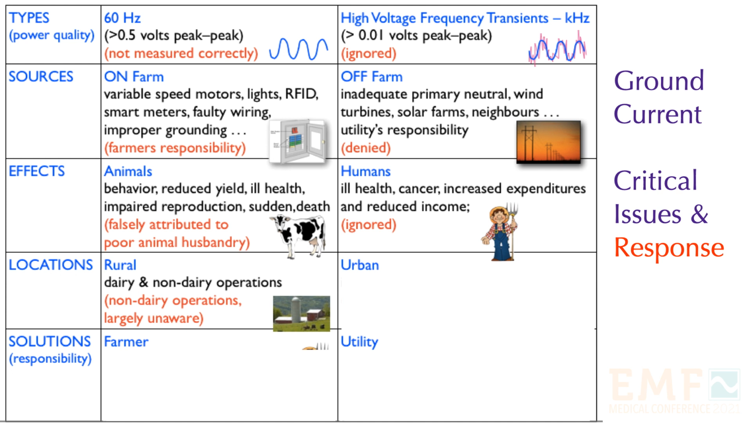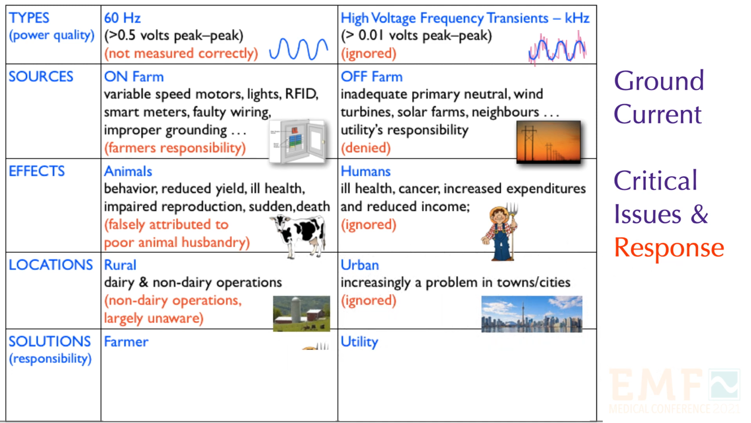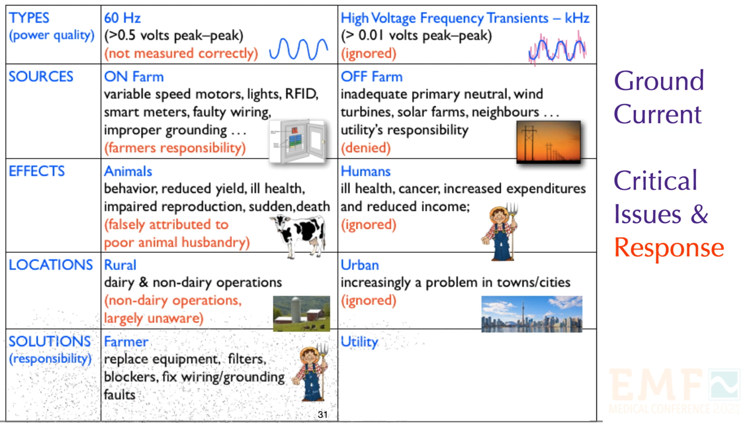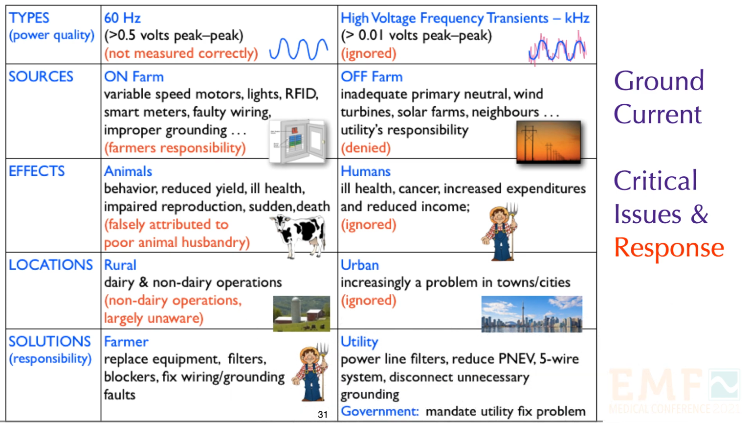It is easy to determine if a dairy farmer has a ground current problem because it drastically affects milk production. Other farmers may have a problem as well, but aren't necessarily aware of it. Urban centers are beginning to have ground current problems as well, and these are largely ignored. Farmers can make some changes if the ground current is coming from their farm. They are motivated to fix the problem because it is more expensive not to fix it. The utilities have a number of options, but without a government mandate or legal action, they are unlikely to fix the problem on their own.